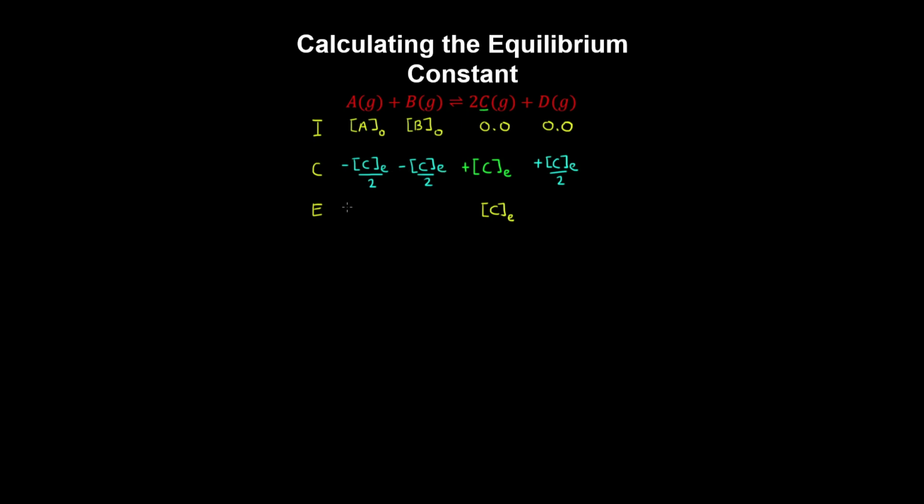And then you sum all these together. And then you can calculate the equilibrium constant by taking the ratio of the products raised to their stoichiometric coefficients, on the concentrations of the reactants raised to their stoichiometric coefficients.